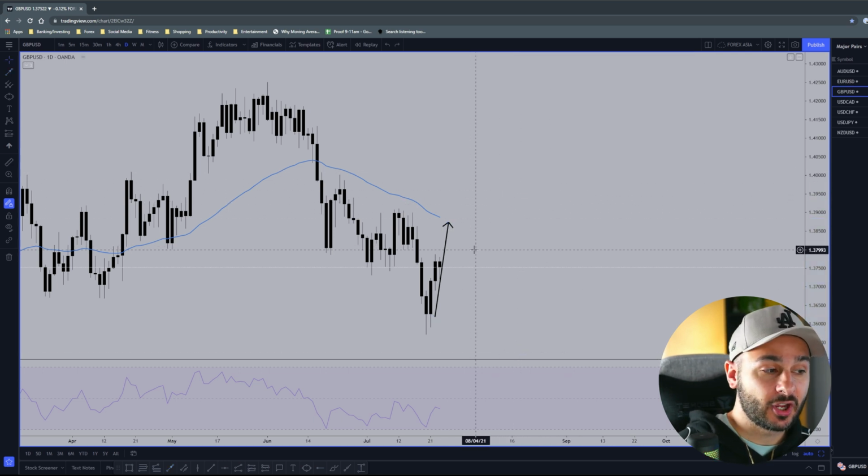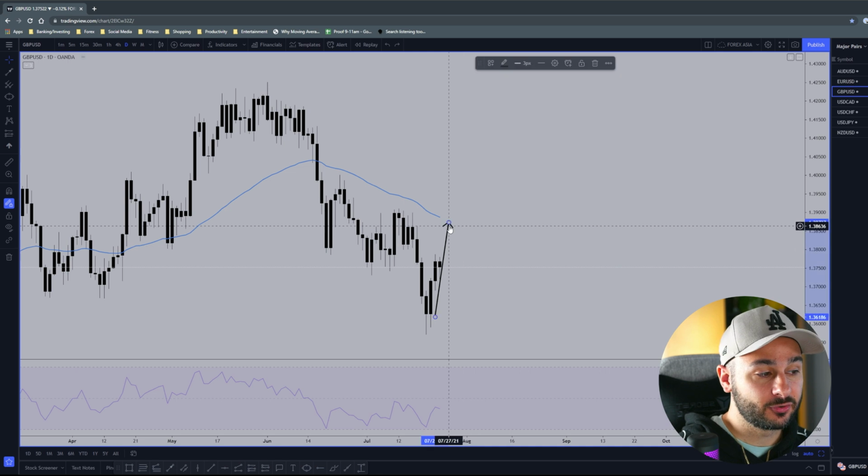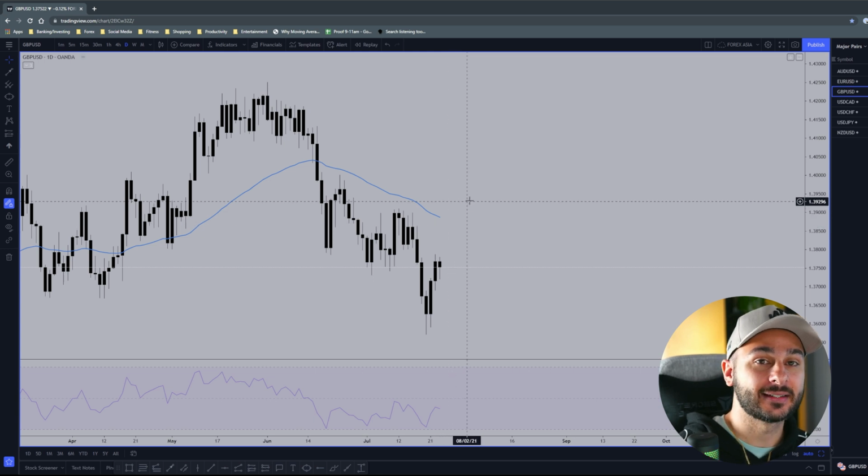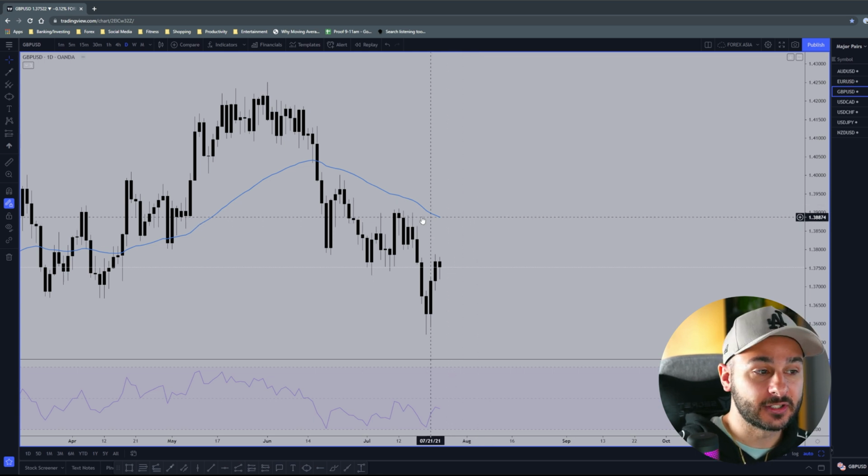So you want to be taking your time to add multiple confluences into your trading, not just buying whenever you see divergence, because divergence is everywhere in the market, especially once you start to see it and you train your eyes to spot these patterns in any financial market.